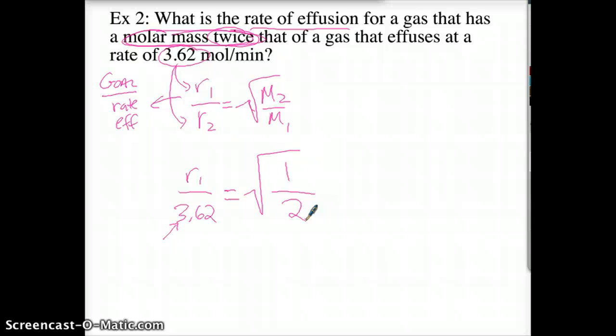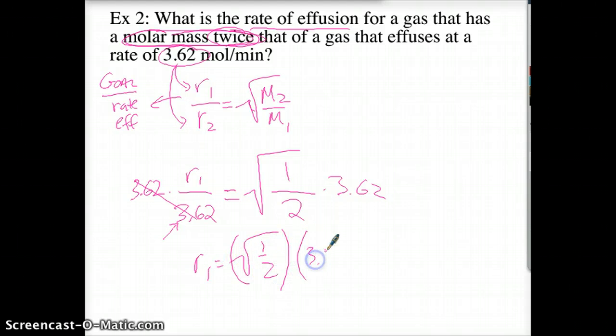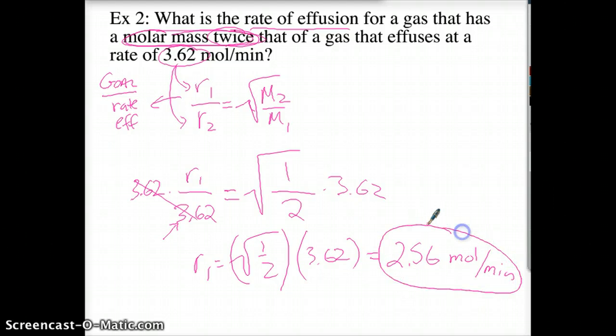So now, all we got to do is solve for r sub 1. I'm going to multiply by 3.62 on both sides. So I get R1 is equal to the square root of 1/2, PEMDAS, do that first, times 3.62. If I do the math, I get 2.56. Check my units for effusion in this problem. It's moles per minute. And I should have 3 sig figs. So my final answer: this gas would effuse at a rate of 2.56 moles per minute.